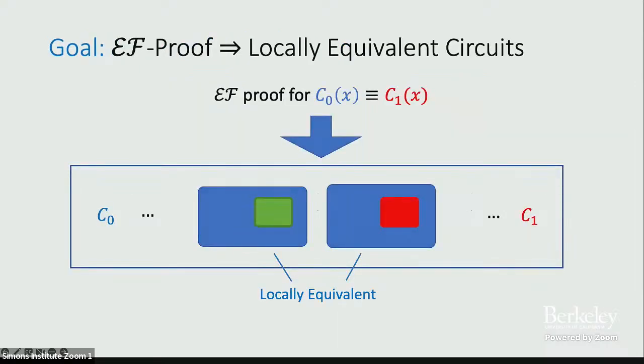And in this part of the technical section, we are going to show that if you have an extended Frege proof, then you can translate it to a series of locally equivalent circuits. The first circuit in this series is C0, and the last circuit is C1. And any two adjacent circuits are locally equivalent.